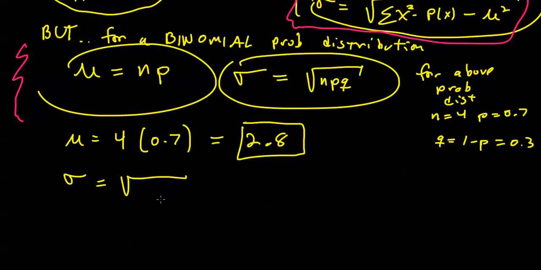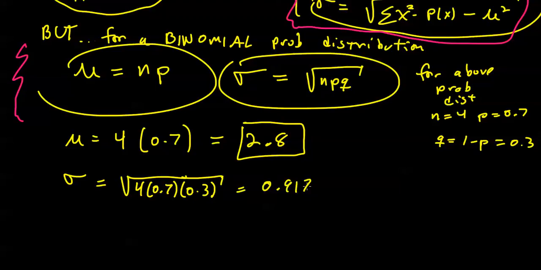Similarly, the standard deviation for those number of boys in 4 births, it's root n times p times q. Now remember, little p is the probability of success in any one trial, and q is going to be the probability of failure in any one trial. Now if I punch this out of my calculator, I get 0.917.